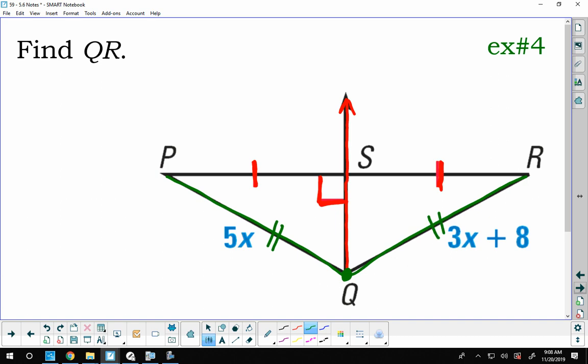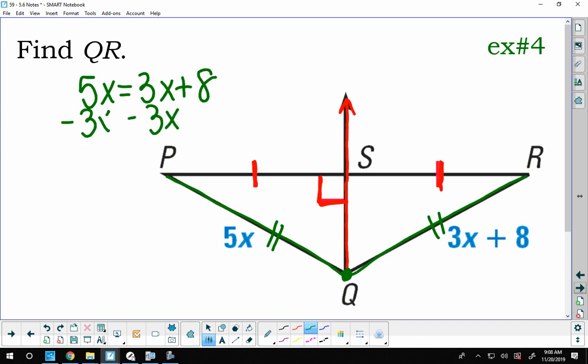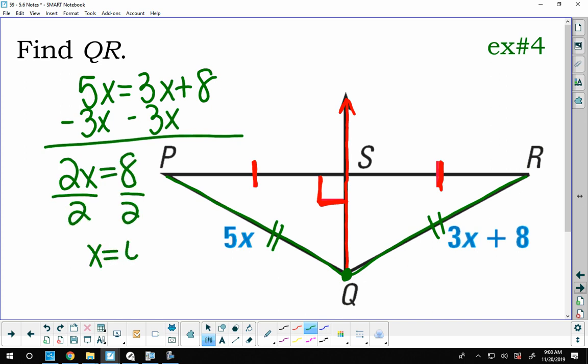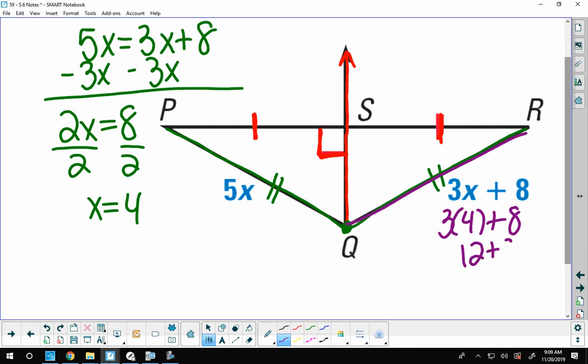So 5x equals 3x plus 8. Let's move all of our variable terms to one side of the equation. I'm going to move them to the left side. So we get 2x equals 8. Let's isolate our variable x, and we get x equals 4. But that's not what we were trying to find. We were trying to find the length of QR, and QR is 3 times x plus 8. So let's plug in 4 for x. That gives us 12 plus 8, which means that QR is 20.